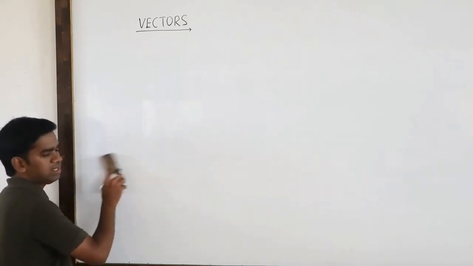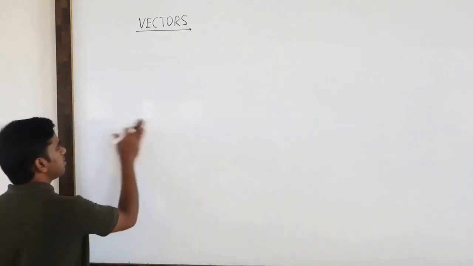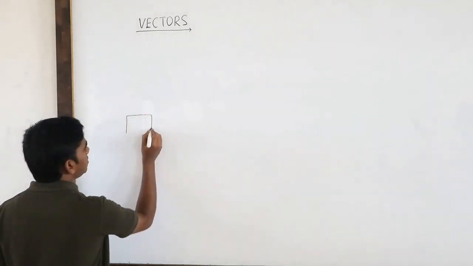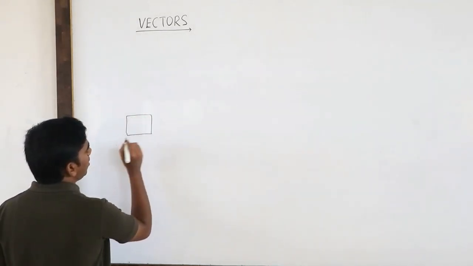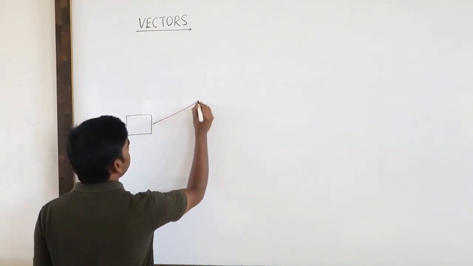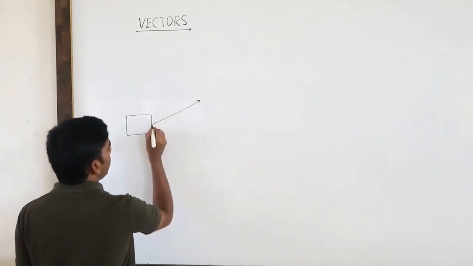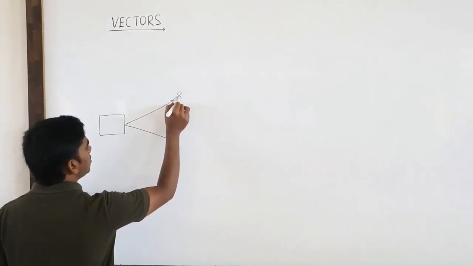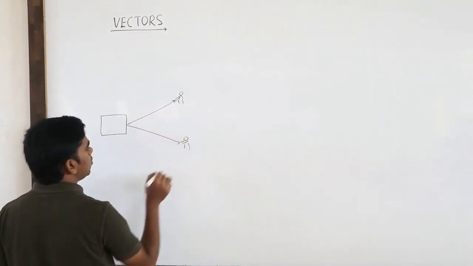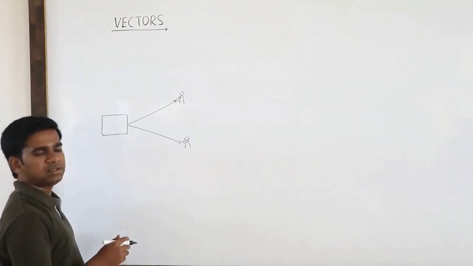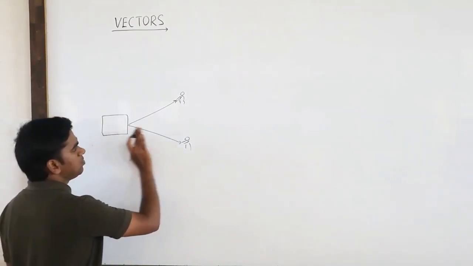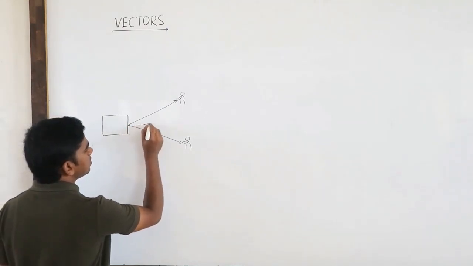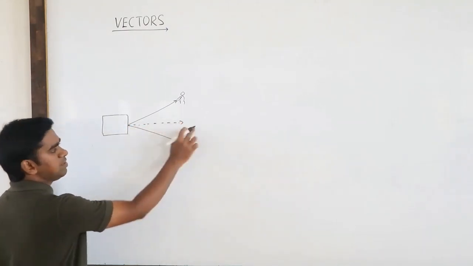So what are situations like that? Suppose there is some luggage or some heavy object. One person is pulling it from this side, and another is pulling it from this side. So two people are handling it. What is their main intention? They have to bring this object in the forward direction. So the object will come in this direction.